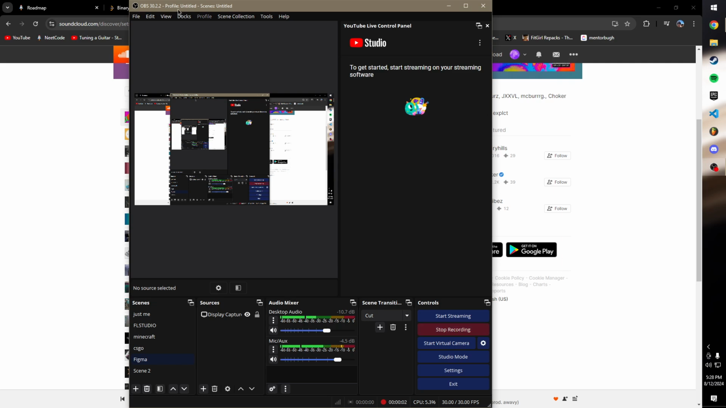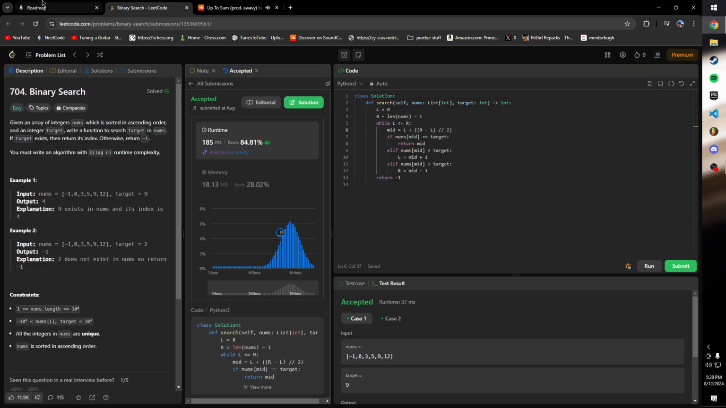Alright, let's code. Loki fell off a bit. Did not code every day. But yeah, I just finished this binary search real quick. Took me like a good 3 minutes.